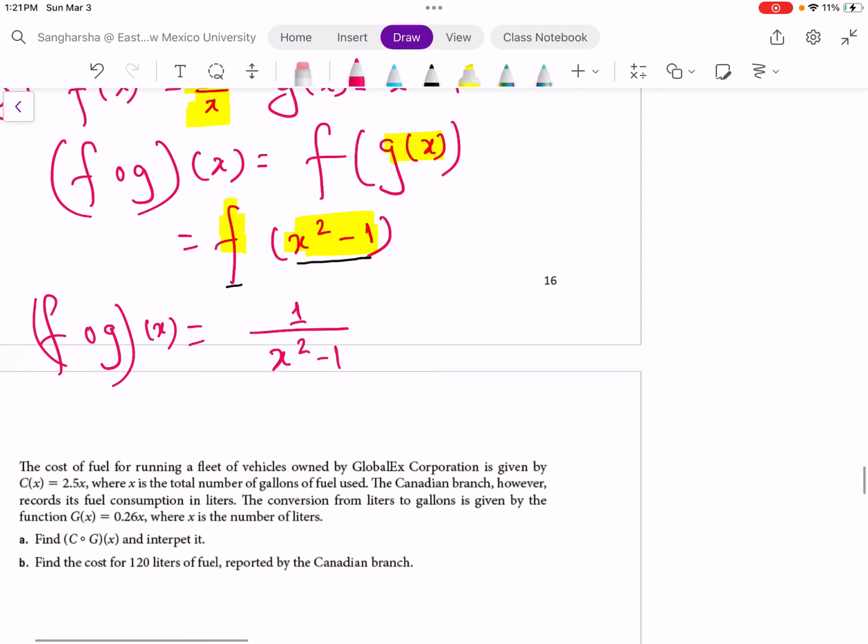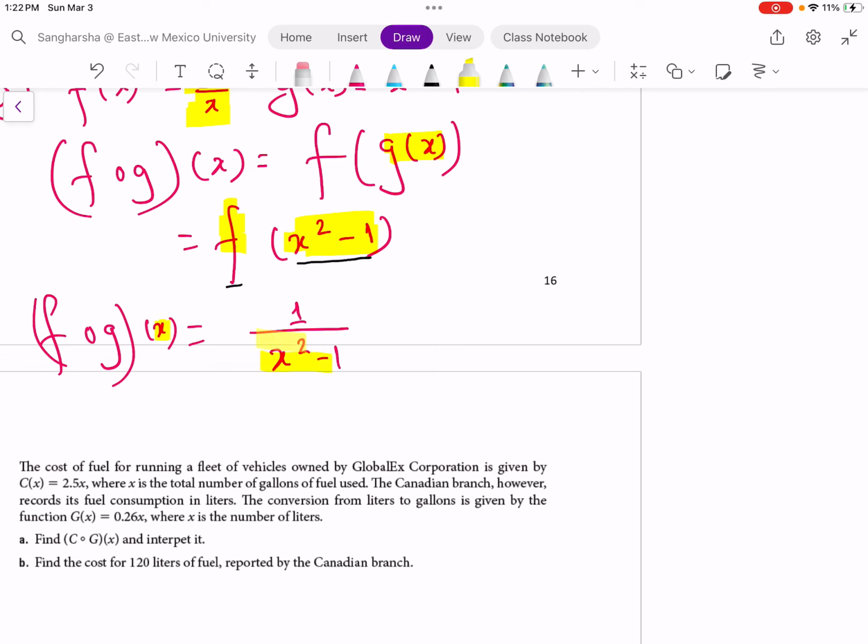Next we are asked to find the domain for this f composite g function. Now this function is a rational function. So we have a denominator, and whenever we have a denominator and we are looking for the domain, we want to get rid of 0. We don't want 0 in the denominator. Finding the domain means we want to find the numbers for x, as our input, such that we get a real output.